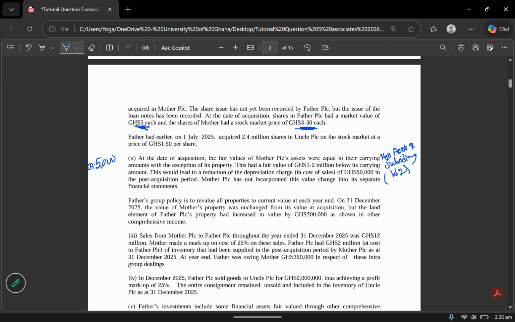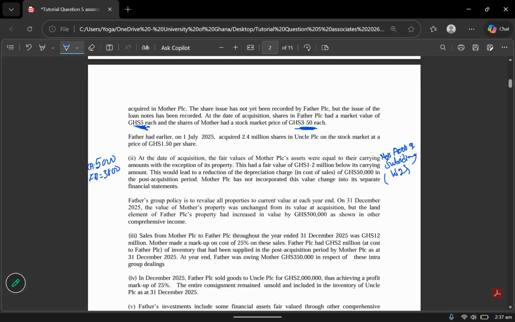If the fair value is 1.2 below the 5,000 here, it means that to get the fair value, you have to subtract the 1.2 from the 5,000. Please, the 5,000 is not in the question. I'm just saying, you get 3,800, or let's say it's 5 million less 1.2, 3,800.